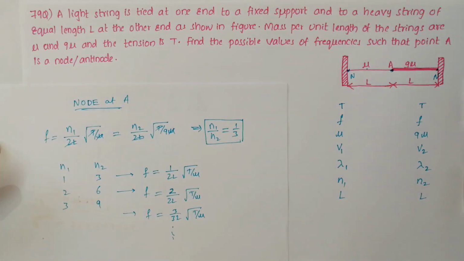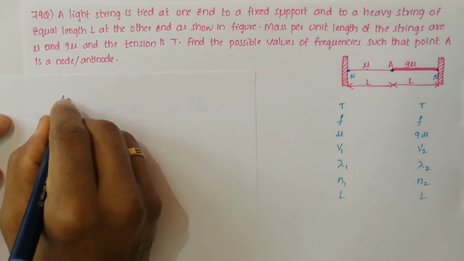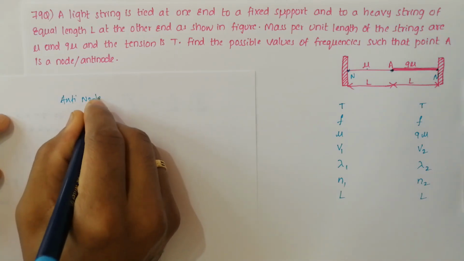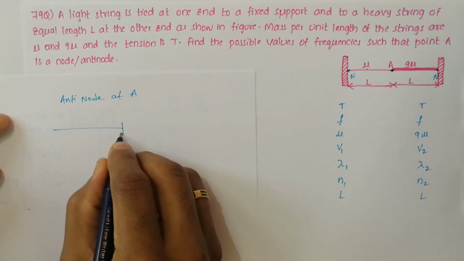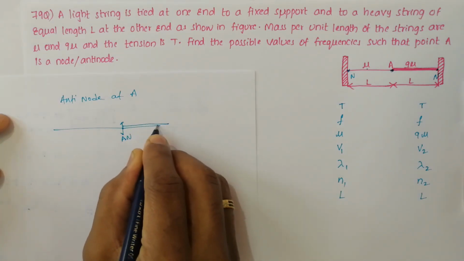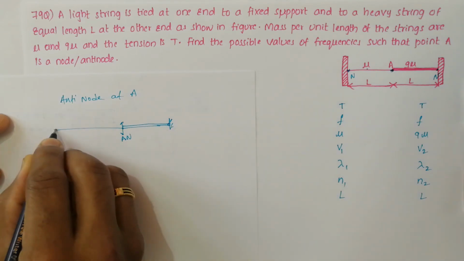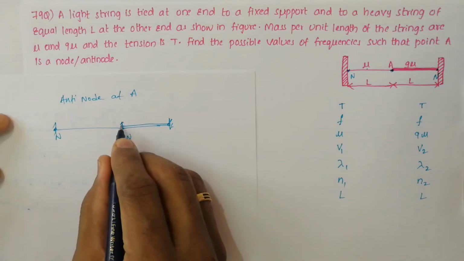Next let us calculate for antinode at A. Then the string looks like this. This should be an antinode, and here definitely it is a node, here also it is a node. Now these two strings behave like a string fixed at one end, free at the other end.